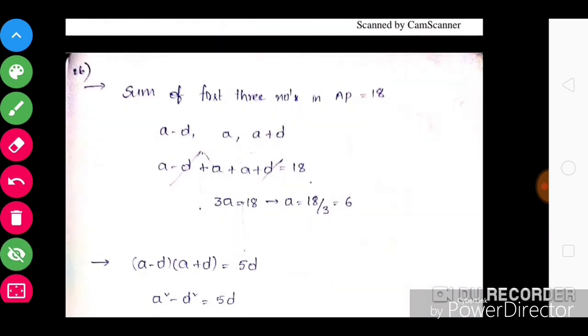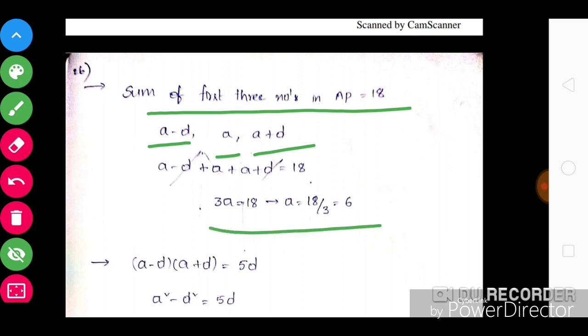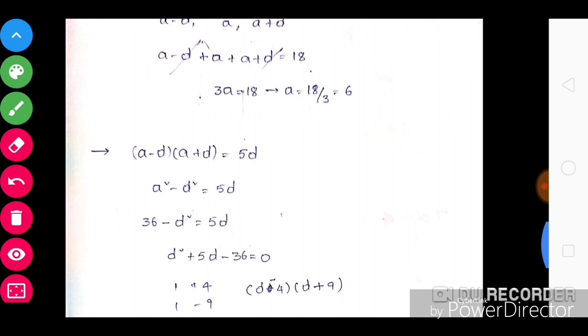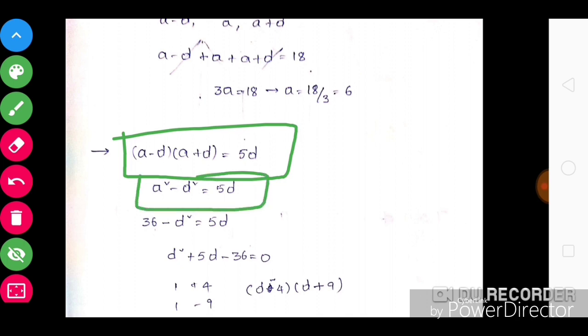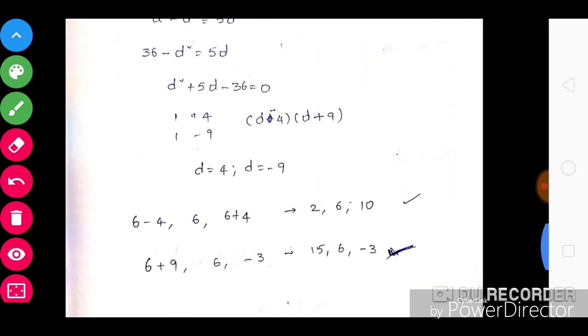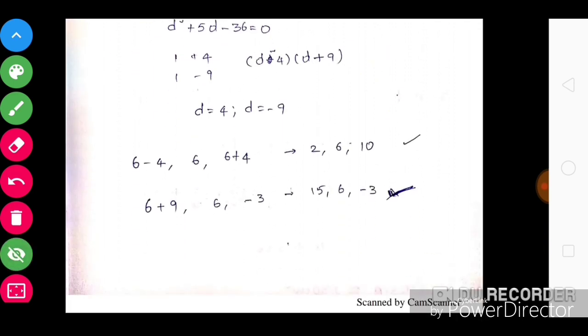This question is also simple. Sum of the first three terms of an AP is 18. That means a minus d, a, a plus d is equal to 18. The d's will cancel. 3a is equal to 18, a is equal to 6. And the product of the first and last is equal to 5 times the common difference. That is a square minus d square is equal to 5d. 36 minus d square is equal to 5d. If you solve this, we will get the d values. Right, so the terms will be 2, 6, 10 or 15, 6, minus 3.